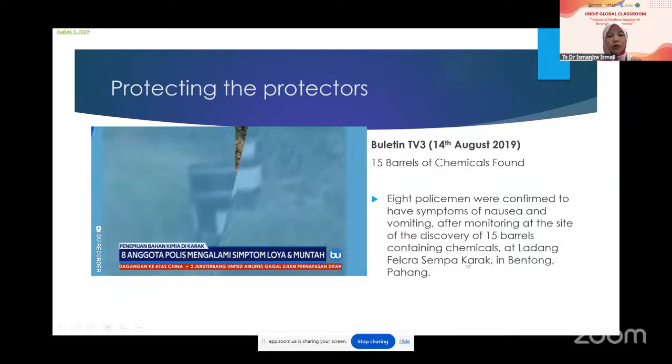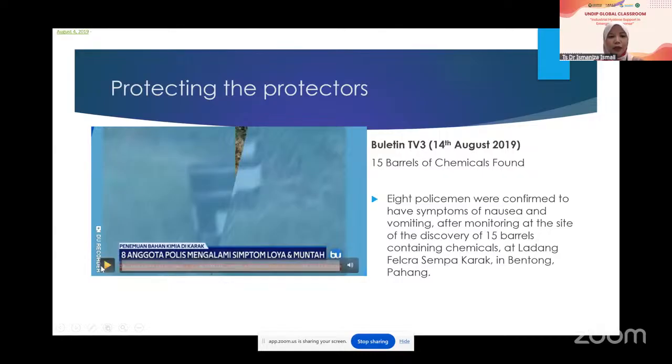Here is another news on the TV about 15 barrels of chemical found on site. Okay, and typically in Malaysia, the police force will have to be the one going in first because they would inspect whether everything is okay or not. It's not the chemical department, it's not the Department of Environment, okay, but it is the police force.